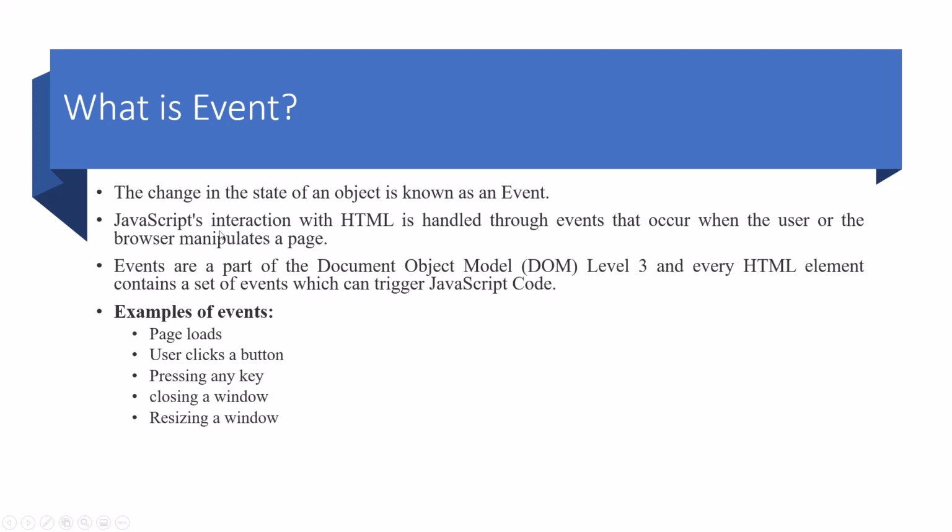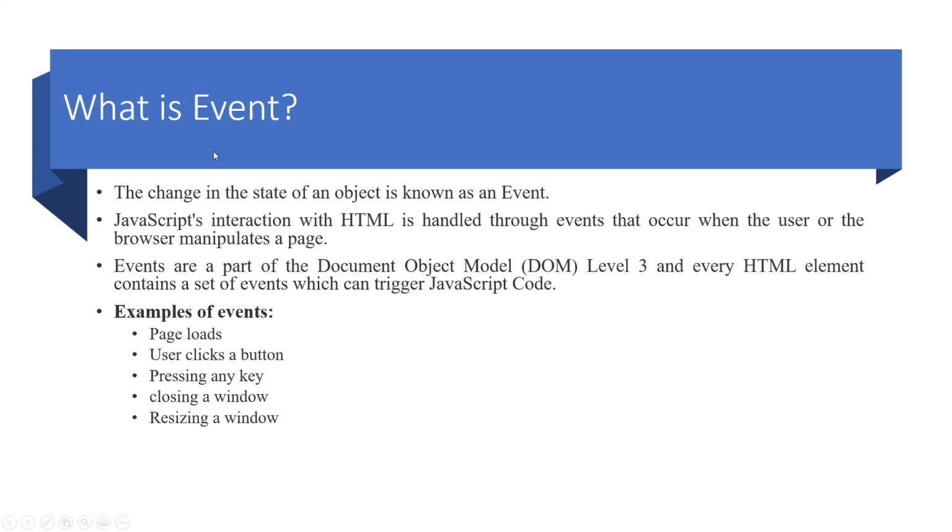In JavaScript, the interaction of JavaScript with the HTML is handled through events. Different types of events occur when the user or the browser manipulates the web page. Events are a part of the Document Object Model, level 3, and every HTML element contains a set of events which can trigger the JavaScript code. Examples of events: when the page loads, when the user clicks on a button, pressing any key on the keyboard, closing the window, or resizing the window. So any action taken against the object is called an event.